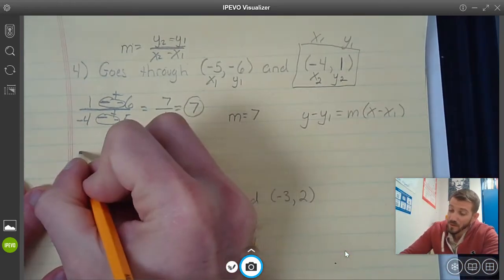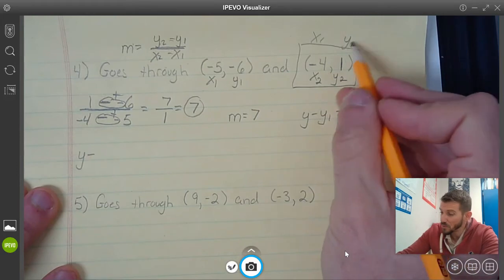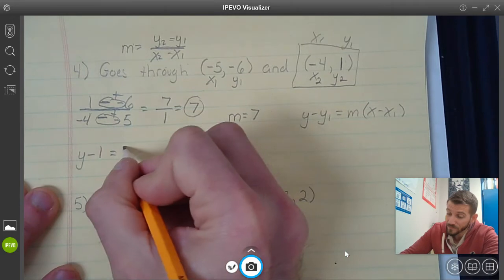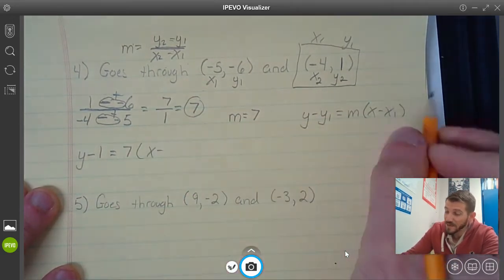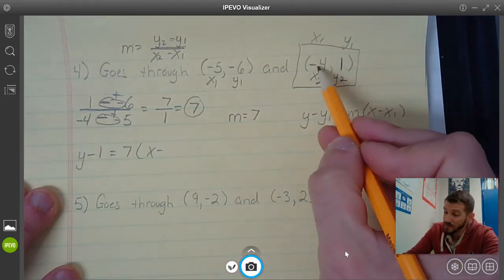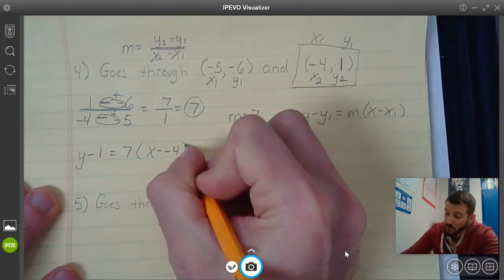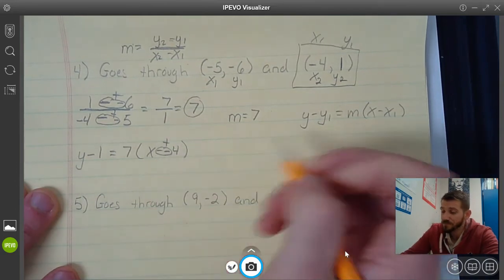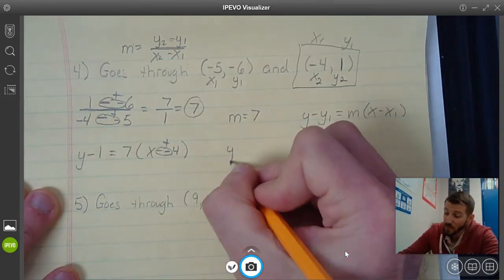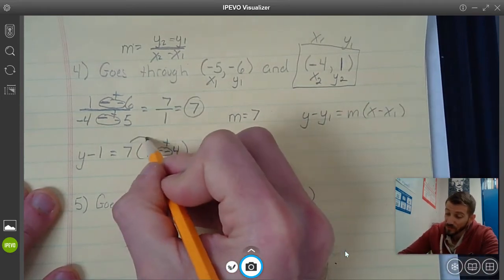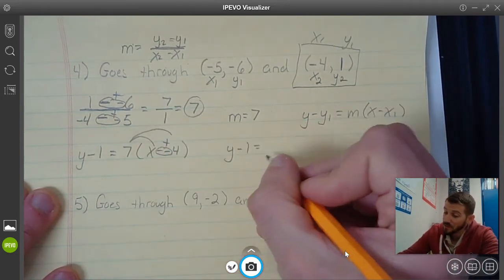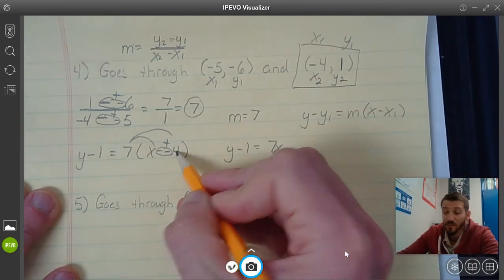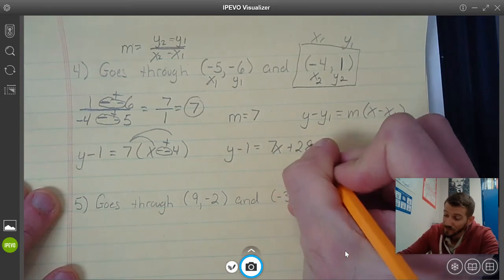So let's go for it. y minus my new y1, I chose to be 1, equals slope, which is 7, times x minus x1. x1 is -4. Okay, we're going to notice a double negative appeared right here, so we'll make that a plus. And let's finish it. So y minus 1 equals, remember the 7 would distribute, so that becomes 7 times x, which is 7x. And 7 times +4 is +28.